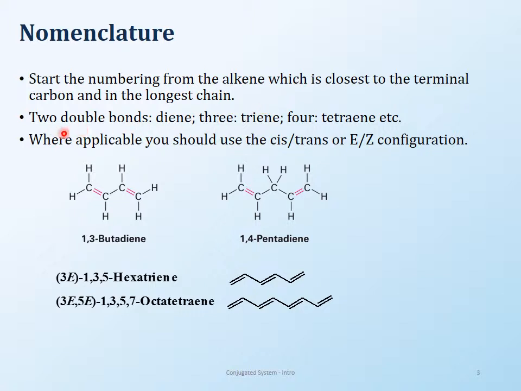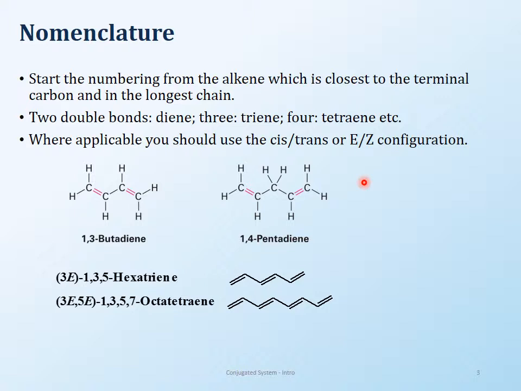If you have two double bonds, you would call it a diene. If you have three, it will be called a triene. And if you have four, tetraene, pentaene, hexaene, and so on and so forth, depending on the number of double bonds that you have. Now, this nomenclature is not based on whether you have a conjugated system or not, okay? That's not what it's based on. It's just based on the number of double bonds that you have, okay? So the double bonds could be conjugated or isolated, whatever it is.